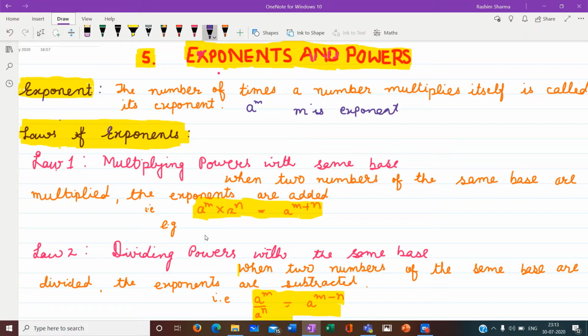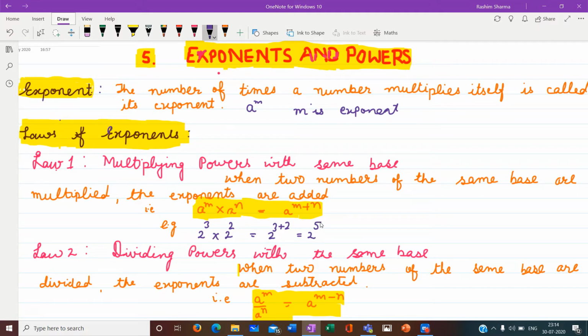So let us take an example. If I write 2 raised to power 3 multiplied with 2 raised to power 2. Now it means 2 is the common base here. So we have to add the powers. So powers will be added, 3 plus 2. So it becomes 2 raised to power 5.